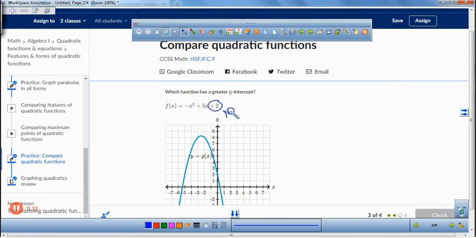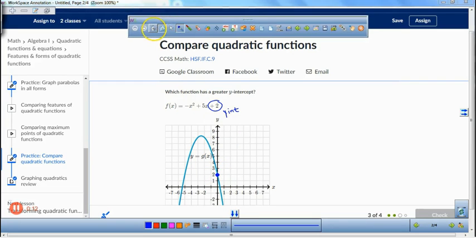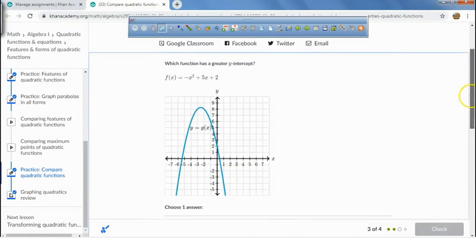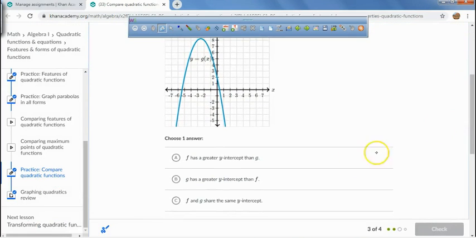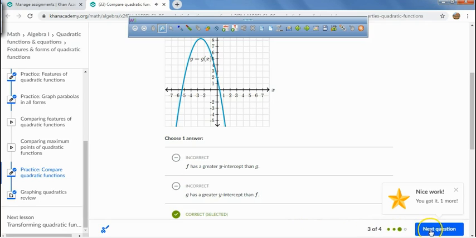y-axis as well. So we have a y-intercept at 0, 2, and then we have a y-intercept right there at 2. So which function has a greater y-intercept? Well, they have the same. So we just have to search for the answer that says they have the same y-intercept. So that's what we'll do. Scroll down. F and G share the same y-intercept. That's our answer. There you go.